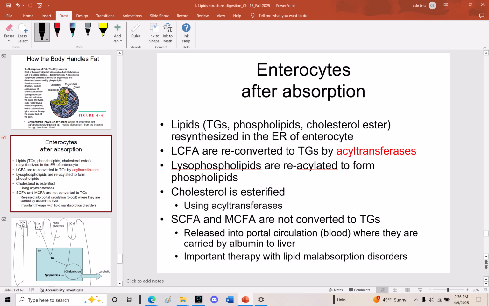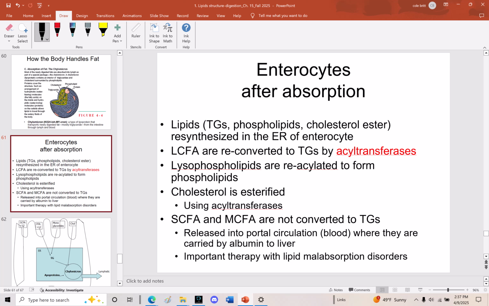Short chain and medium chain fatty acids are treated differently, as I've said a few times. They are not converted into triglycerides. They're going to be released into portal circulation, so they're going to go into the blood, and they're going to be carried by albumin. This was another commonly missed question from last term. Short chain and medium chain fatty acids are not carried by lipoproteins. They are carried by albumin. Albumin is a protein in the blood. A major carrier protein in the blood is albumin. It carries a lot of things. One of those things is fatty acids. It can carry long chain fatty acids as well. We'll talk about that later.